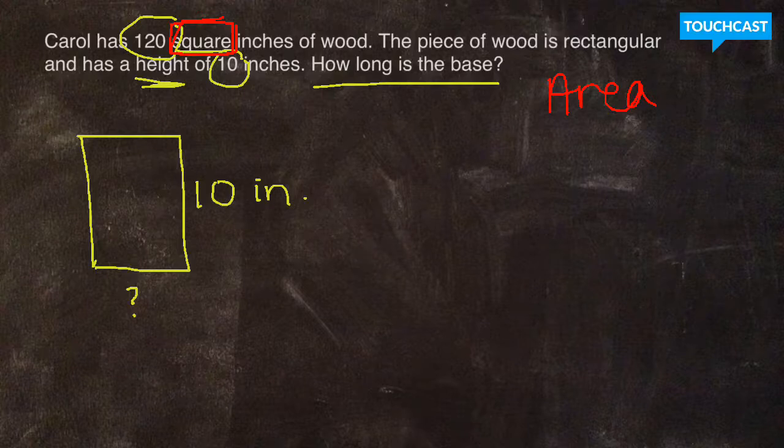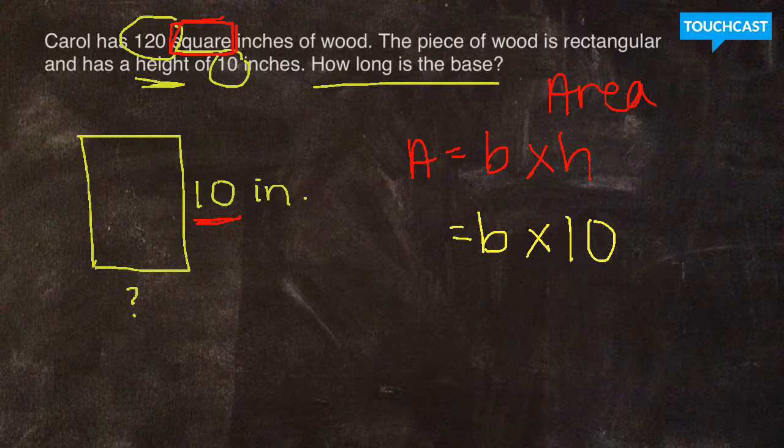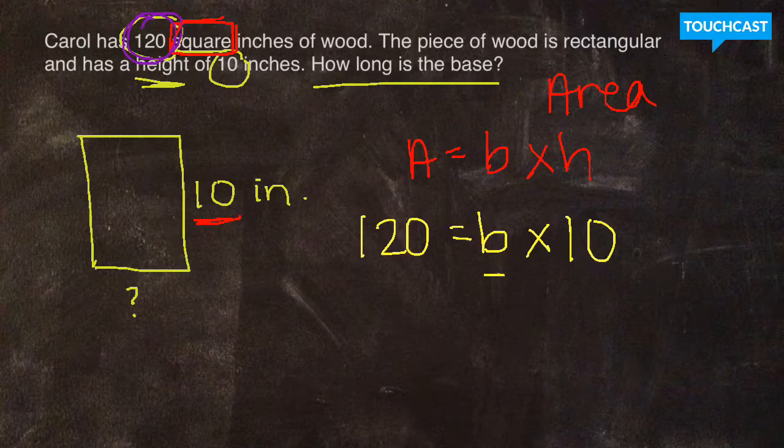Now we can think about our formula. The formula for area we know is the base times the height. Okay? Now, we already know that the height is 10. Let's change the color. We know that the height is 10. We have to find out what B is. And do we already have the area? We do. It said that it was 120 square inches of wood. So 120. Now I have to think something times 10 is going to get me 120.